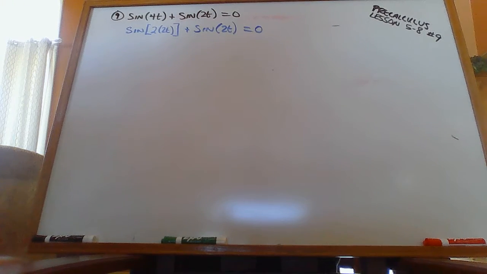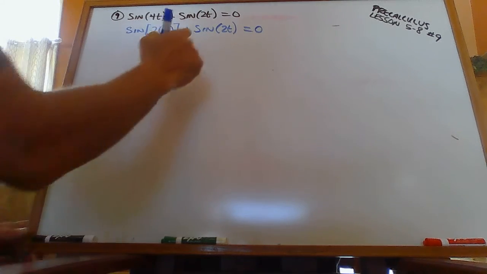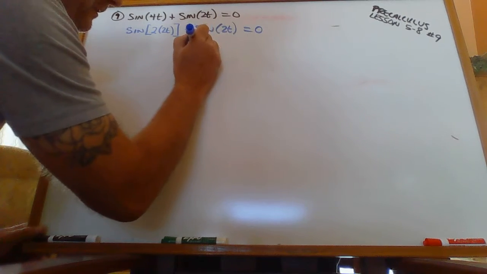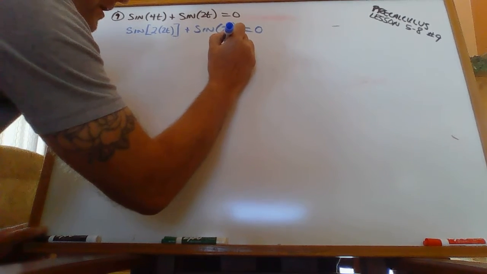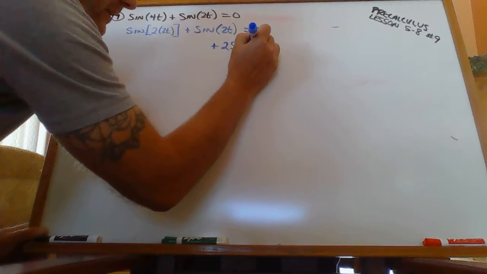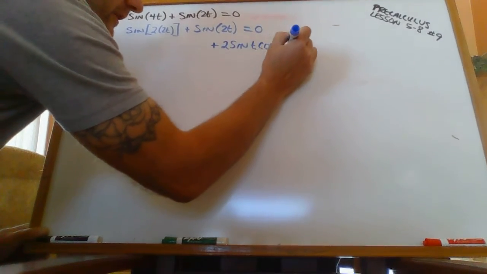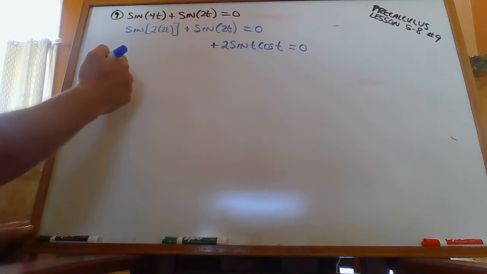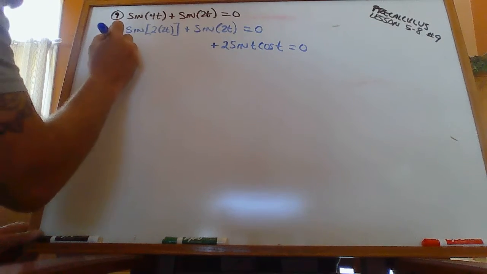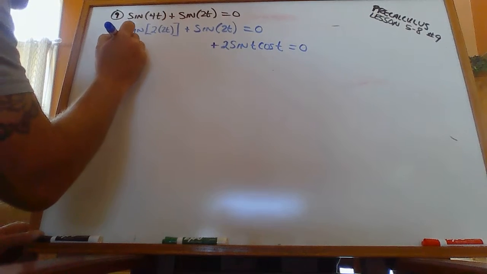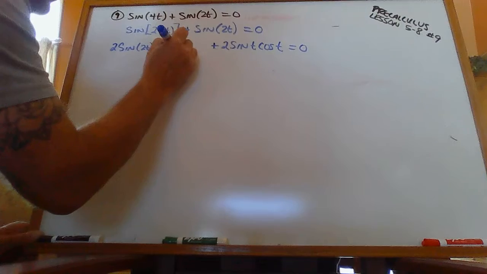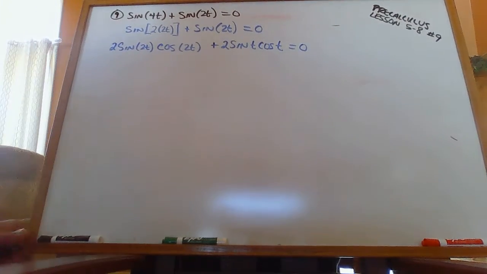Okay, now I'm going to use my double angle formulas here. So we'll do it on this one first because this is the easiest one. Remember, the sine of 2t is equal to 2 times the sine of t times the cosine of t. And so we're going to do the same thing here. This is going to be 2 times the sine of 2t times the cosine of 2t.